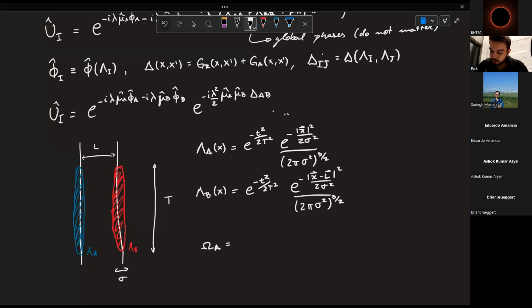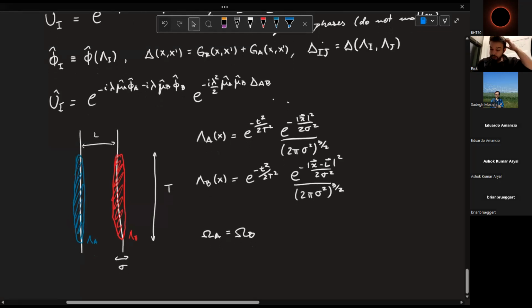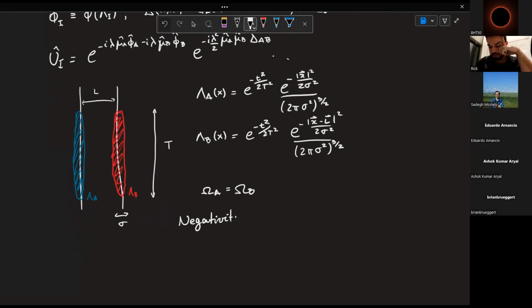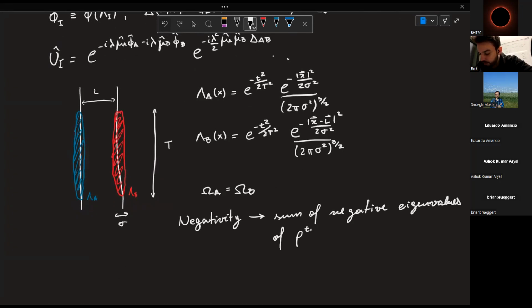So their omega A is equal to omega B. Now I could just show you the plot of something that will tell us about the entanglement, and I will. I'm just going to say that the plots will all be of the negativity. So hopefully you remember the negativity, which is the sum of negative eigenvalues of the rho partial transpose with respect to one of the factors.